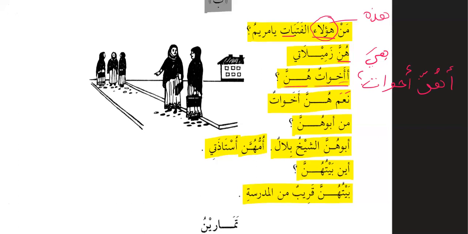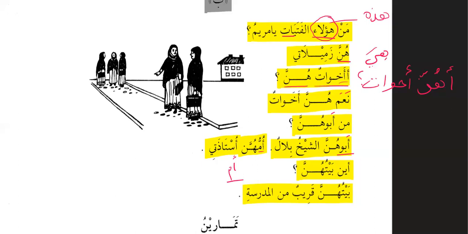Jayid. من أبوهن؟ Qasim. Who is their father? Abuhunna Shaykh Bilalun. Their father is Sheikh Bilal. Ummuhunna Ustadati. Ummuhunna. Abun, ummun. Oh, mother. Okay. Yeah, so their mother is?